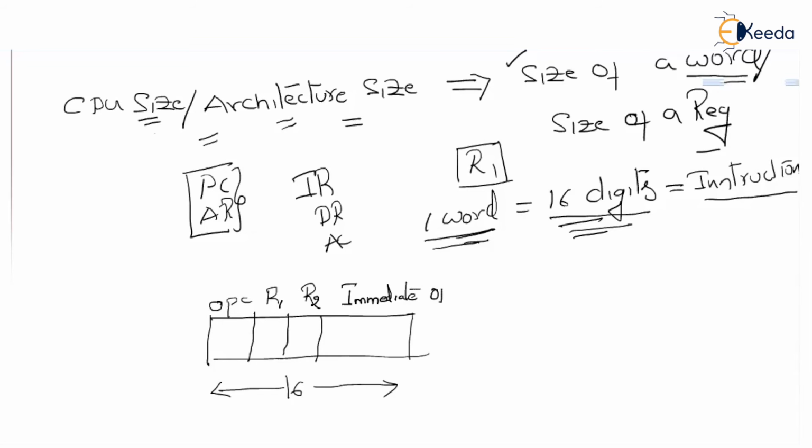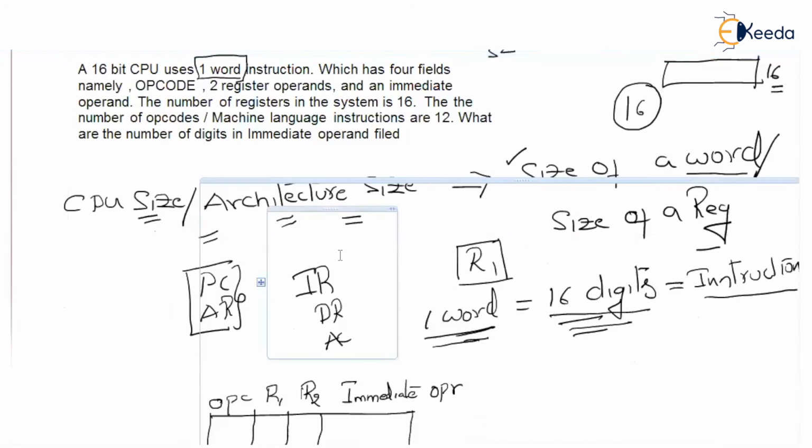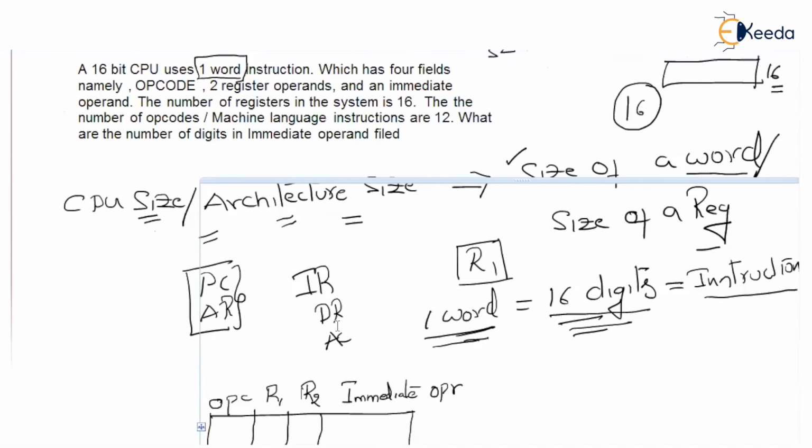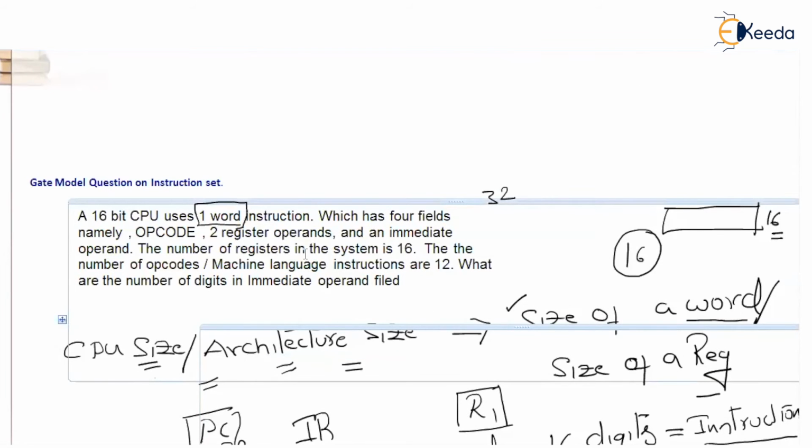Immediate operand field. There are 4 fields: opcode, R1, R2, and immediate operand, because this instruction is going to support 2 register operands. The total number of opcodes, or machine language instructions, is equal to 12.